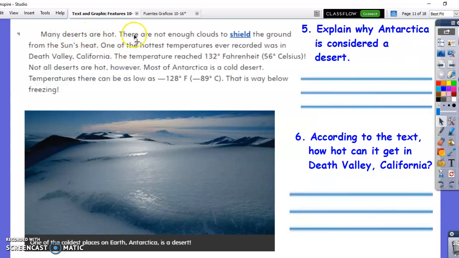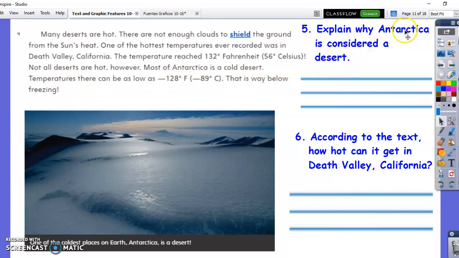Many deserts are hot. There are not enough clouds to shield the ground from the sun's heat. One of the hottest temperatures ever recorded was in Death Valley, California. The temperature reached 132 degrees Fahrenheit, or 56 degrees Celsius. Not all deserts are hot, however. Most of Antarctica is a cold desert. Temperatures there can be as low as negative 128 degrees Fahrenheit or negative 89 degrees Celsius. Students just need to know, we use Fahrenheit more than Celsius. That is way below freezing.